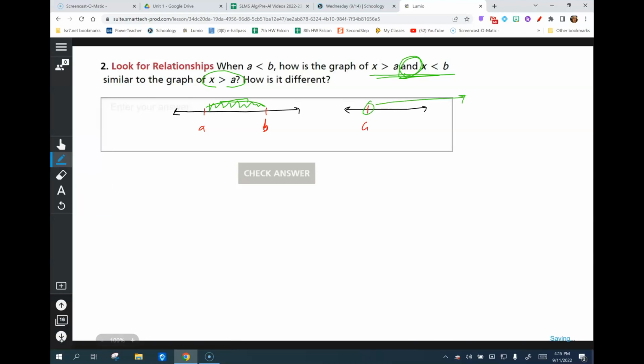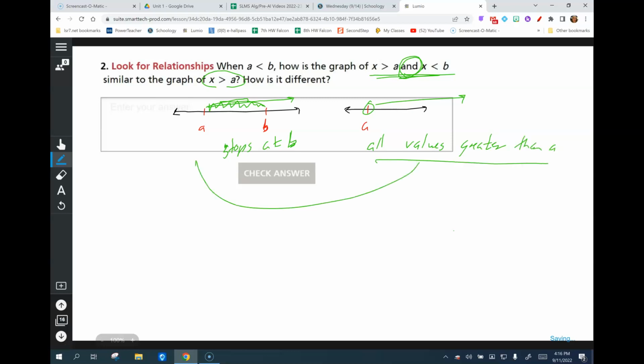So what they have the same is they both go to the right of A, everything bigger than A. But on this one right here, it stops at B, whereas this one continues, so it's all the values greater than A. And that is what they have the same. This is true over here too, but this one stops at B. So what they have the same is values greater than A, but the first inequality stops at B.